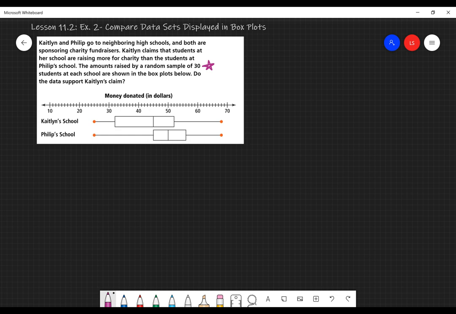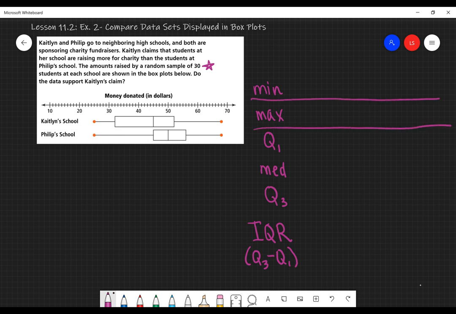So because we're looking at box plots, the first thing we want to do is get that 5-number summary. So we've got the minimum, the maximum, the first quartile, the median, the third quartile, and then we're also going to calculate something called IQR. IQR is our interquartile range, and we calculate that by saying Q3 minus Q1. So we've got all of these terms to find, and we should be able to read them right off the box plot.